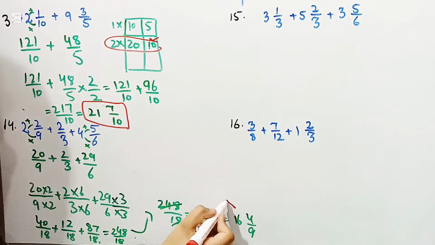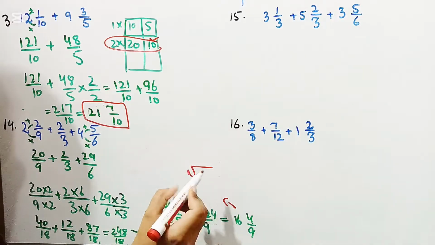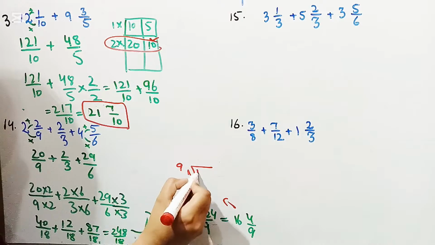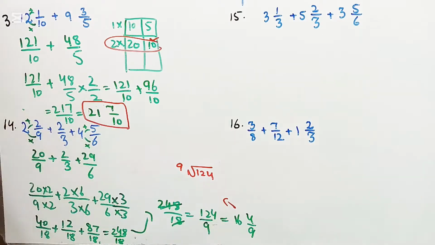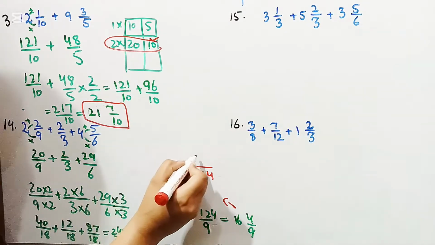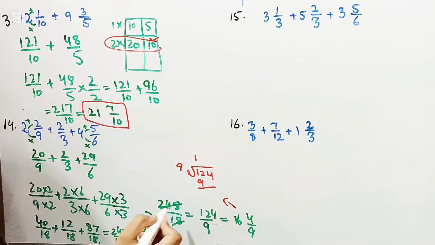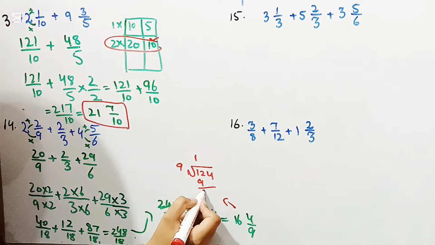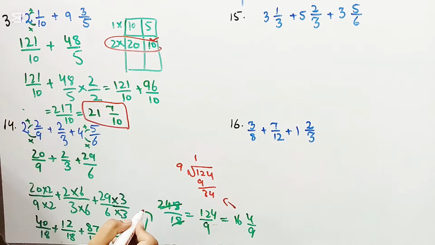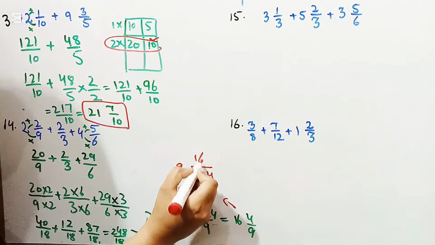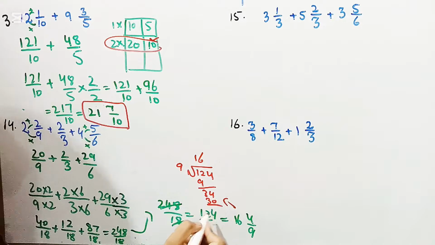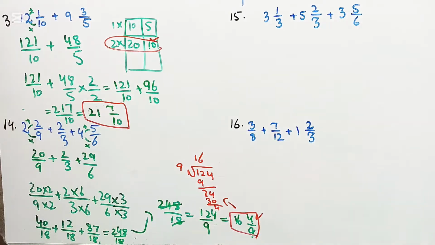If you want to know how, 9 into 148... 9 ones are 9, remaining is 3, then 4, 9 6s are 54, remainder is 4. Now you find the final answer, 16 4/9. Now next, question number 15.